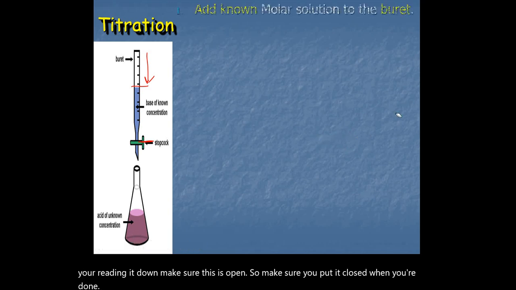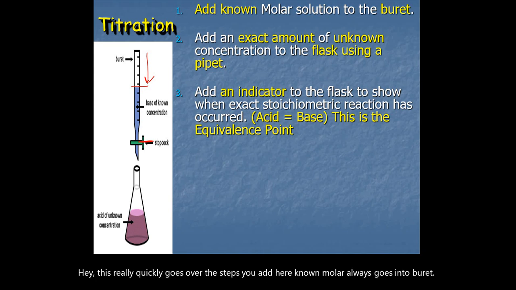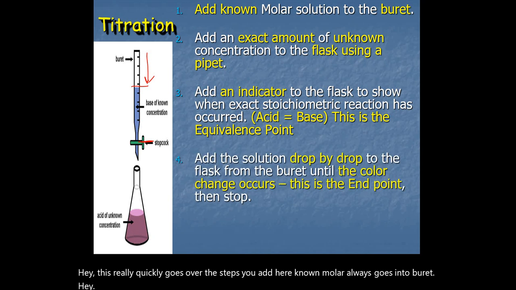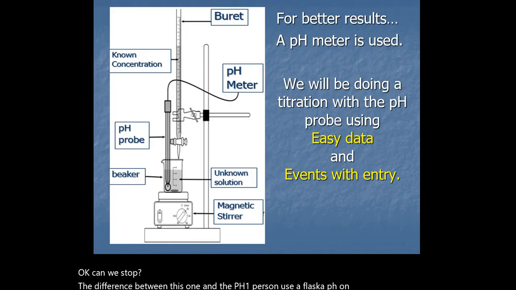This really quickly goes over the steps. You add your known molar, which always goes in the burette. So if I know the concentration, it goes in the burette. What I don't know goes into the flask, but I know the amount I put in there. You add an indicator. You add drop by drop so the color changes. This is called neutralization, and it is a titration. The difference between this one and the pH one: this one you use a flask. A pH one you use a beaker, and you put the pH probe in.